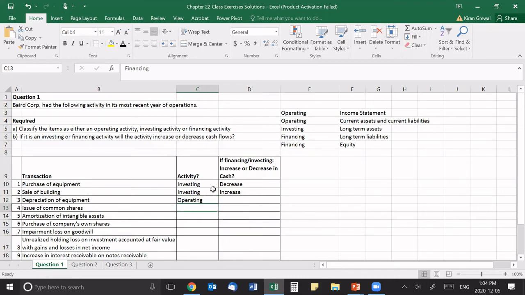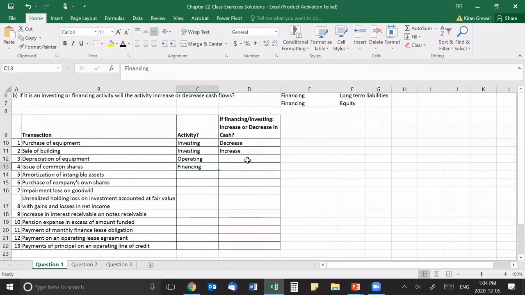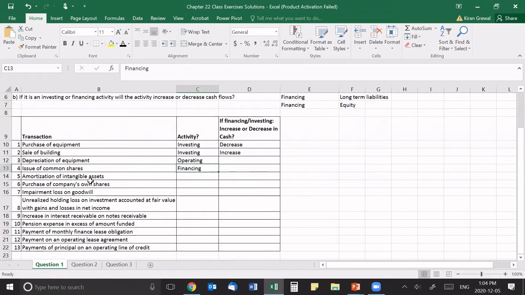Issuance of common shares. When you issue common shares, it's going to be part of equity, so that's financing. Amortization of intangible assets. Same thing as depreciation expense. This would be amortization expense, so operating. Oh shoot, going back to financing to see if it's increasing or decreasing cash. If a company issues common shares, that means they sell common shares and the shareholders buy them and pay cash. So that's going to increase your cash.